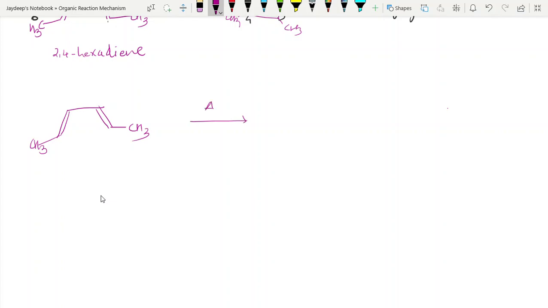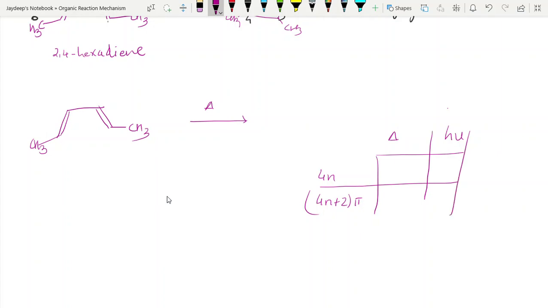Before we consider thermal and photochemical reactions, one thing we should remember: when we consider a 4n system or a 4n plus 2 pi electron system, this chart is very important while considering the reactions. This delta is nothing but the thermal reaction. This h nu is nothing but the photochemical reaction. So this chart is very important.